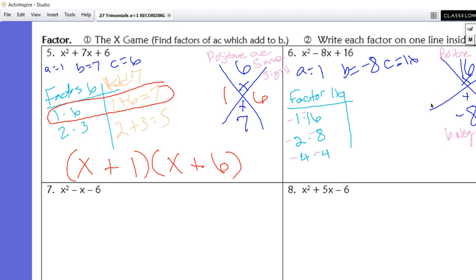All right, now let's do our add up. So we need to add to negative 8. So I've got negative 1 plus negative 16, that's negative 17. That's not it. Negative 2 plus negative 8, that's negative 10. That's not it. Negative 4 plus negative 4, that's negative 8. That's the one that we need for this problem.